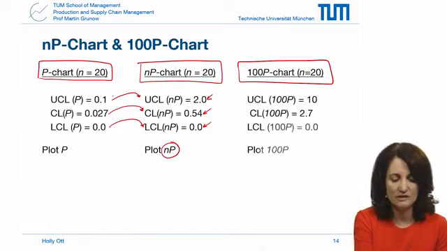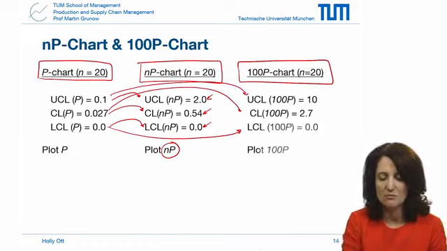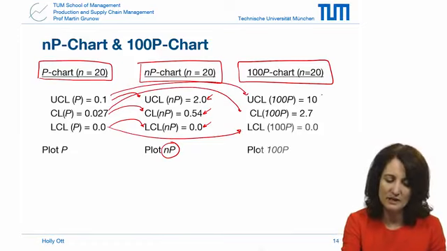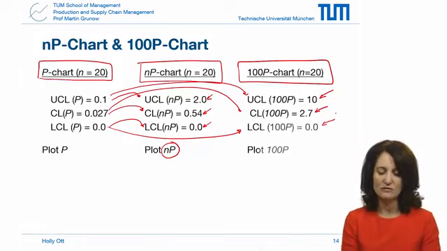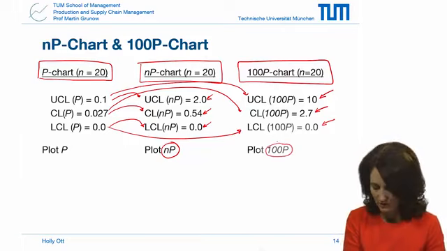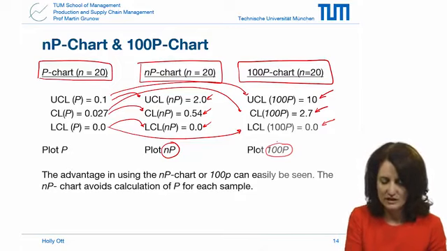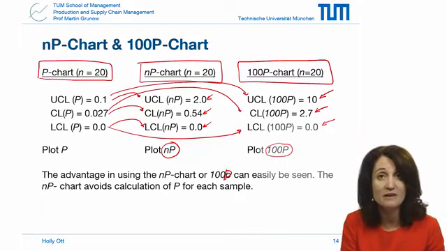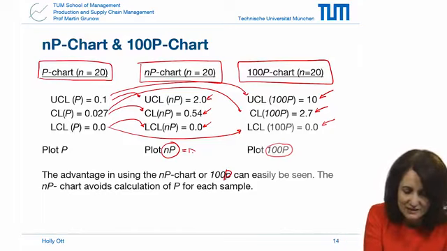For the 100p chart, we would take our control limits and multiply them by 100. So we would end up with 0.1 times 100 for 10 as the upper control limit, 0.027 times 100 is 2.7, and then 0 for our lower control limit, and we plot 100 times p. Now, why would we do this? Well, the NP chart avoids calculating p. You're just counting the number of defects and plotting them. Don't forget, NP is equal to D.